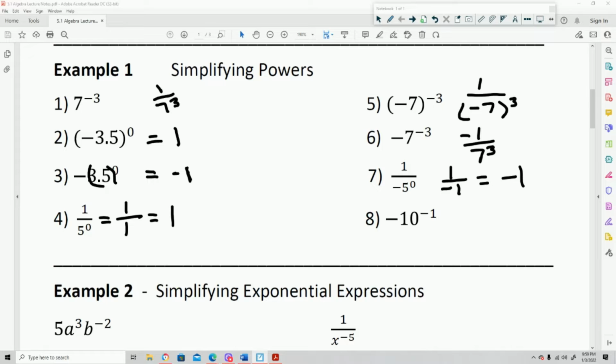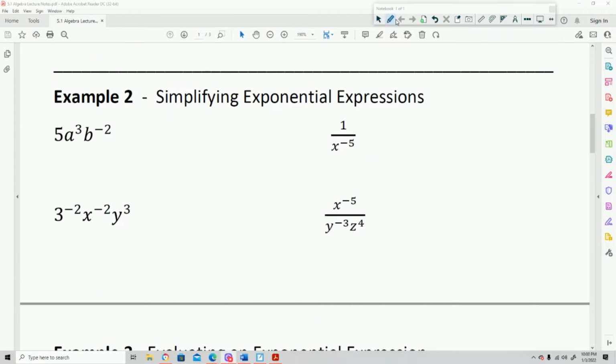Okay, and the last one, again, the negative is not in parentheses. It's a different problem when I have negative 10 in parentheses with a negative 1. Okay, but this one's not in parentheses, so only this moves to the bottom. The negative stays on top. So we'll have negative 1 on top. We'll have 10 to the first power on the bottom, and we're just going to leave it 10 because you don't really need to write 10 to the first power. And it's simplified, it's just negative 1/10 is all it is.